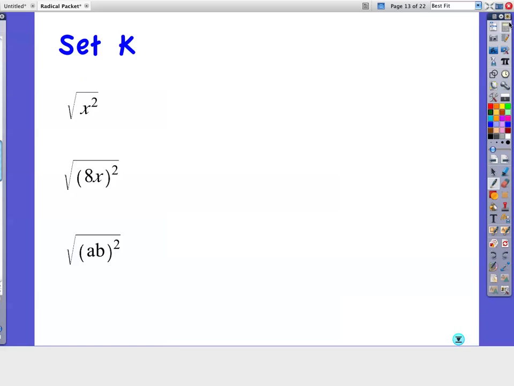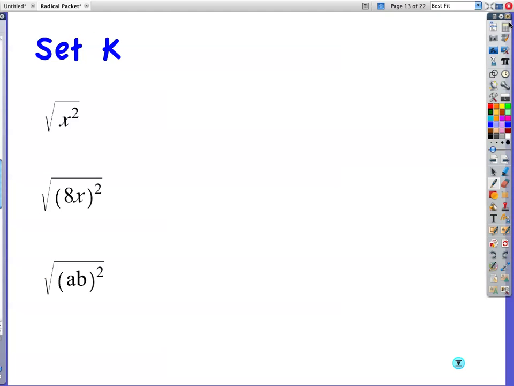Okay, here we are again, part 2, set K. Let me see what the instructions in your packet say. Oh, they just say to simplify. Okay, so the square root of x squared comes out to be x. I think I probably have done a couple of these where I didn't even talk about it. The square and the square root kind of undo each other.